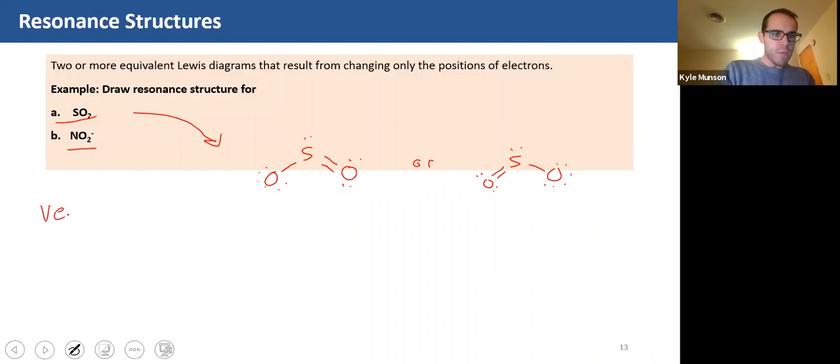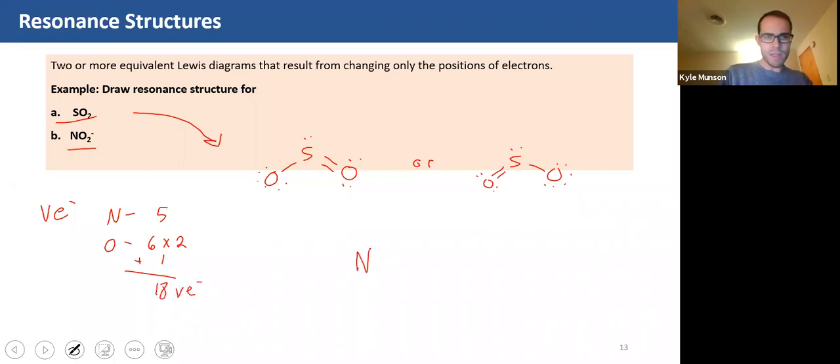Okay, so following our rules for Lewis structures, we need to write the valence electrons. So for nitrogen here and oxygen, nitrogen, we have 5 valence electrons, oxygen, we have 6, and we have 2 of them, then we have an extra guy. So altogether, that is 18 valence electrons. Nitrogen is going to go in the middle, put the 2 oxygens here. That used up 1, 2, 3, 4 of my valence electrons. So I've got 14 left.